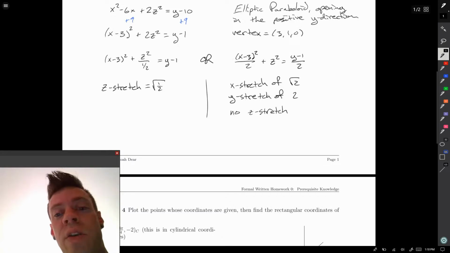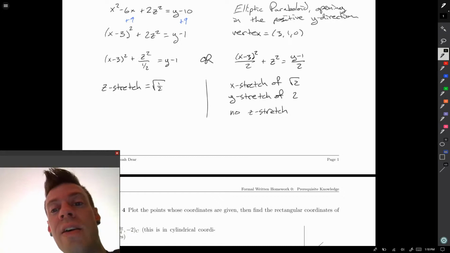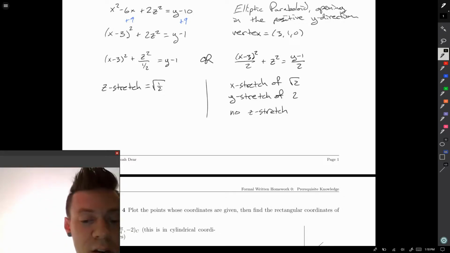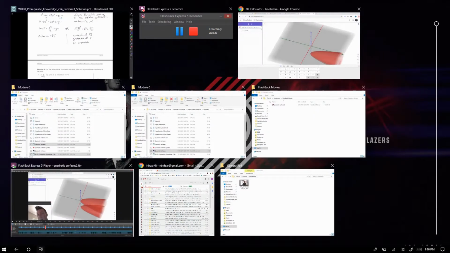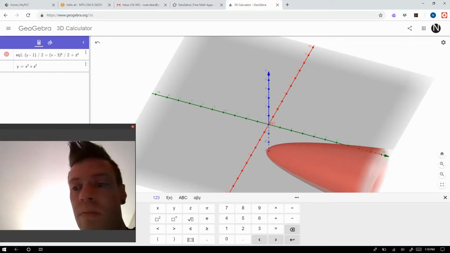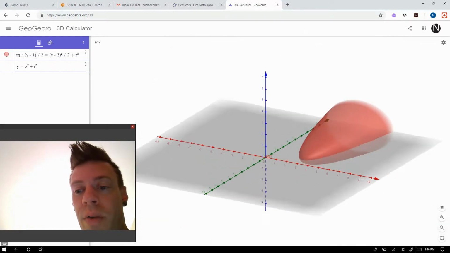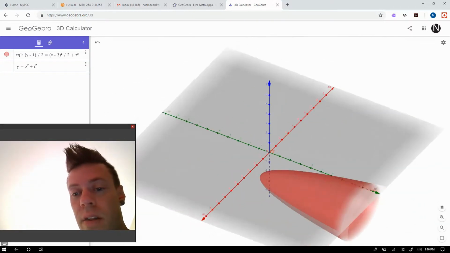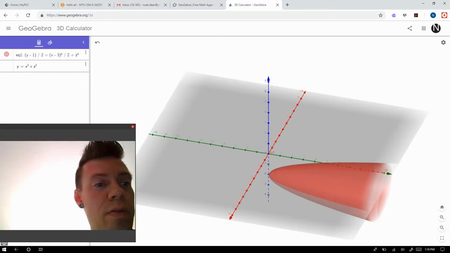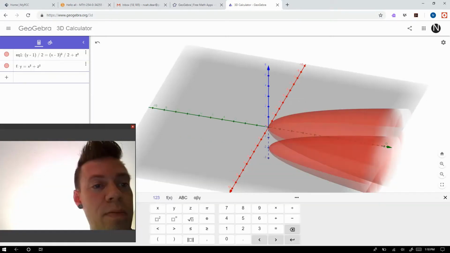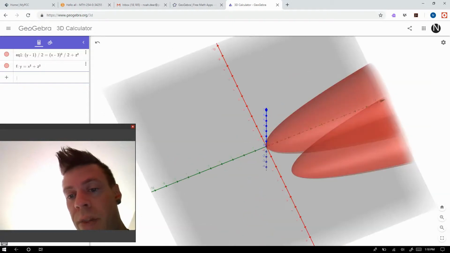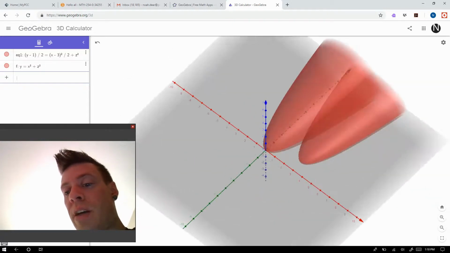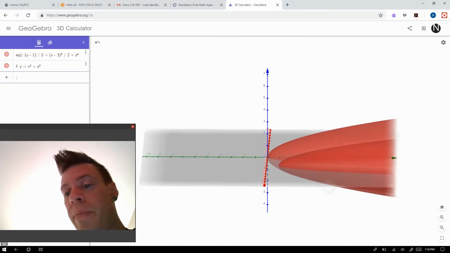So these two different ways of looking at this are equivalent ideas. They are talking about the same graph. And we can see that, let's see here. If I pull this up on GeoGebra, this is our, why is this not showing? There we go. So the one that has a vertex at the origin, that's our basic elliptic paraboloid.